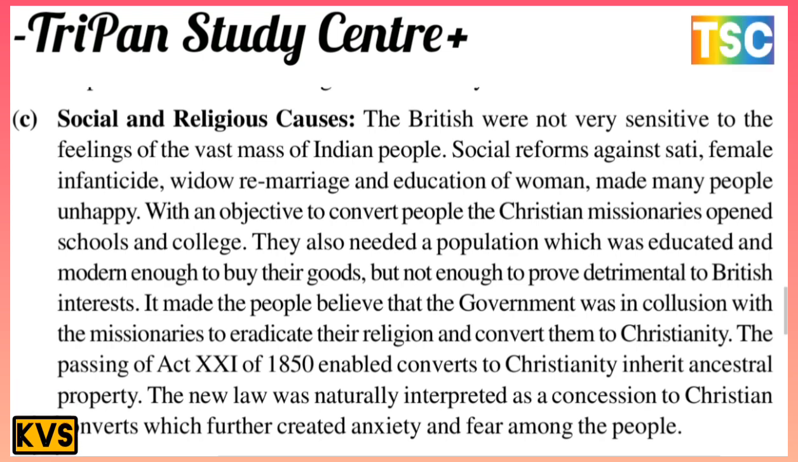With the objective of converting people to Christianity, missionaries opened schools and colleges. They also needed a population which was educated and modern enough to buy their goods, but not enough to prove a threat to British interests. This made people believe that the government was in a coalition with the missionaries to eradicate their religions and convert them to Christianity.